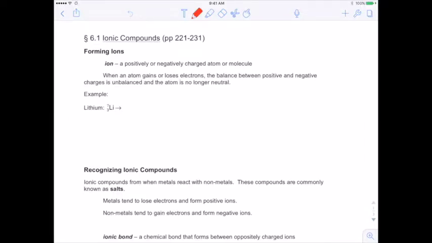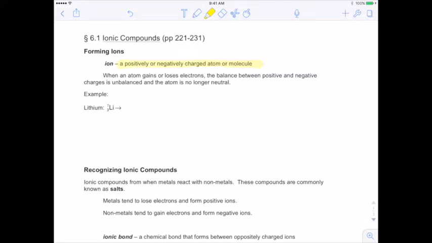In today's lesson, we're going to look at what happens when atoms come together and join to form compounds. In order to do so, we have to define what an ion is. An ion is defined as a positively or negatively charged atom or molecule.